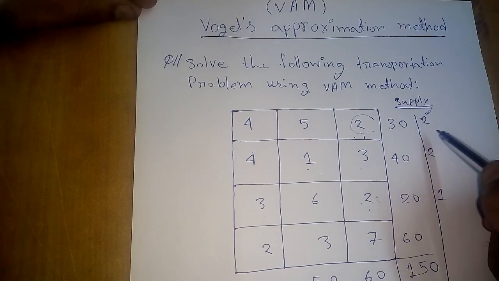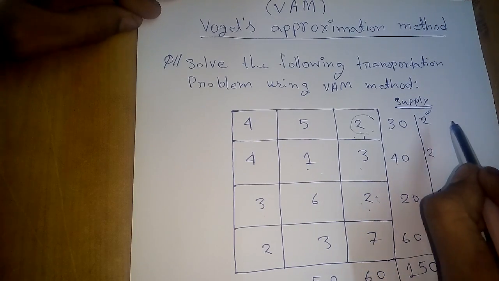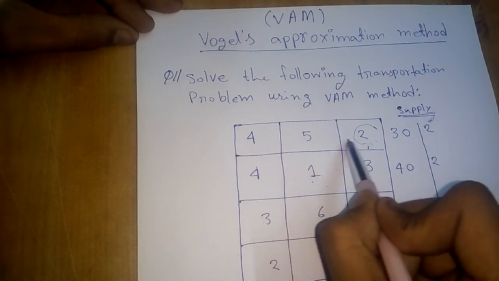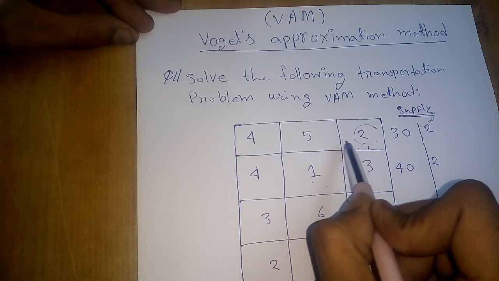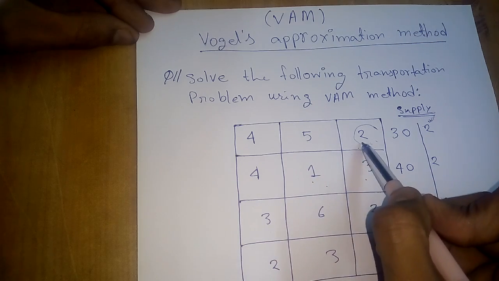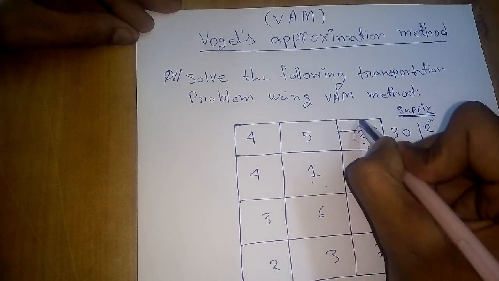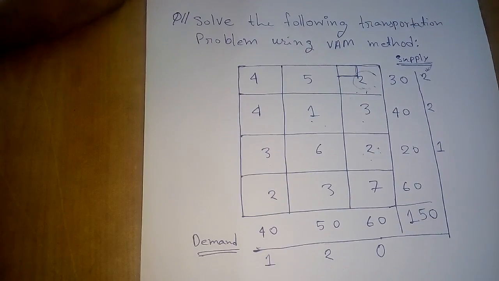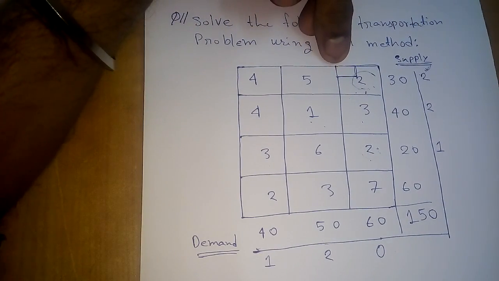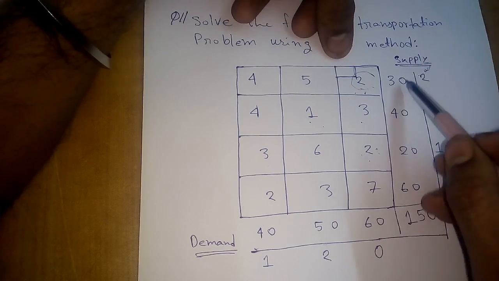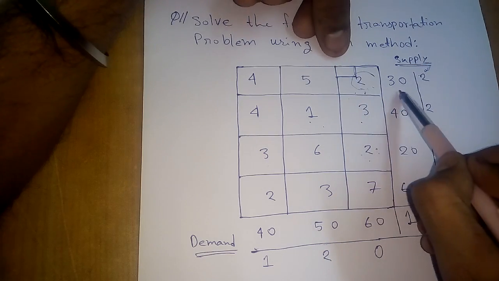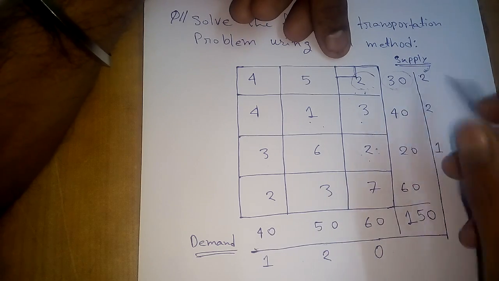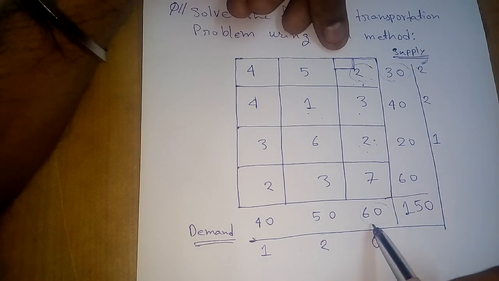So after finding this value, now we have to check in this first row what is the minimum value, and the minimum value is 2 here. So we will select this box and here in this box we will write the minimum value of supply or demand. So the value of supply is 30 where the value of demand is 60. So we will take 30.